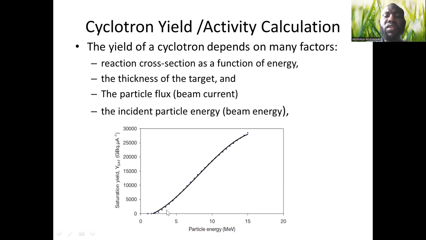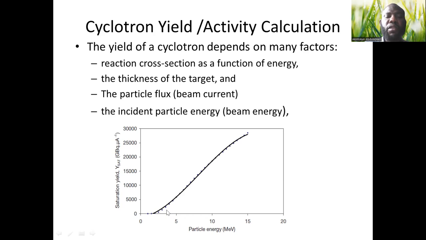The thickness of the target also matters a lot, especially when you talk about the solid target, because the proton loses energy. If it's very thick, then we have less yield because the energy of the proton decreases with the thickness of the target material.